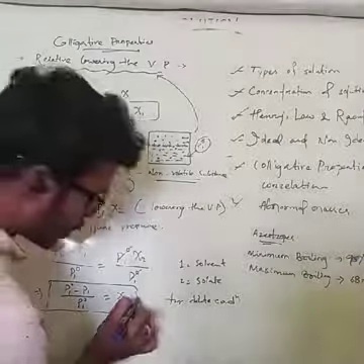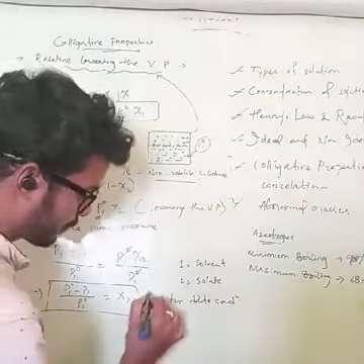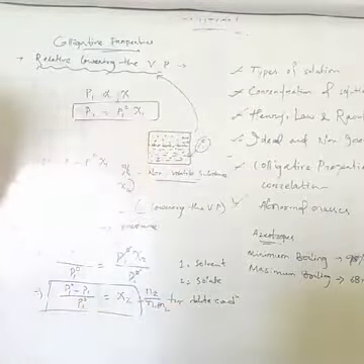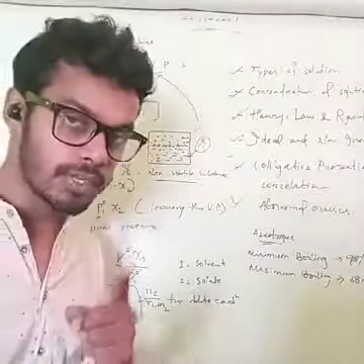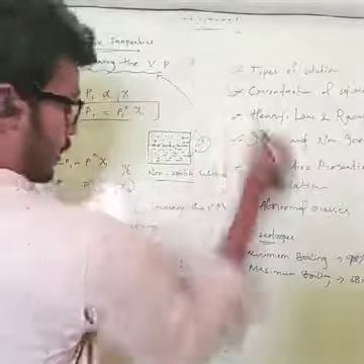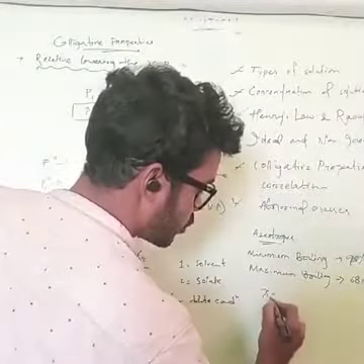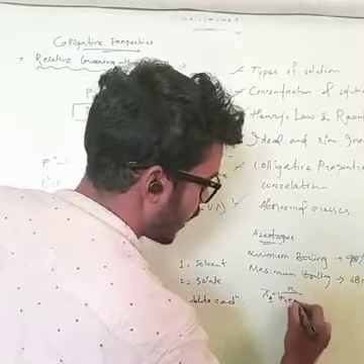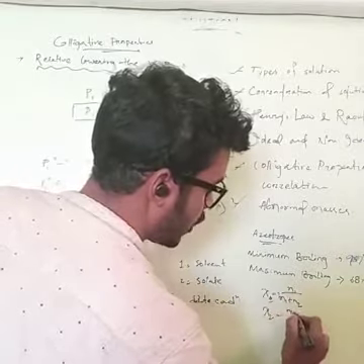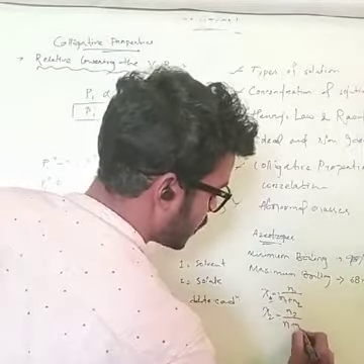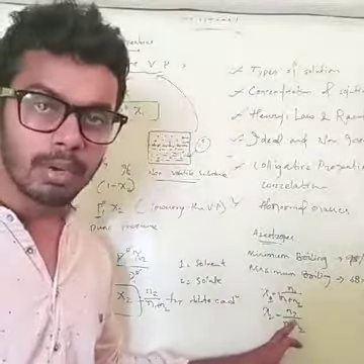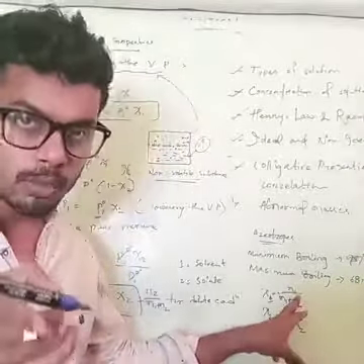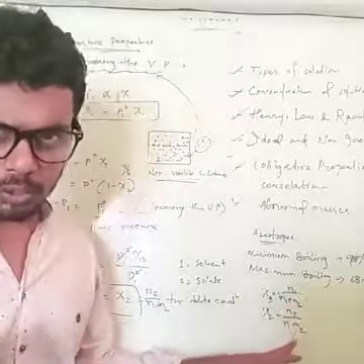instead of chi 2, what can you write? n2 by n1 plus n2, yes or no? Chi 2 is nothing but your mole fraction, and mole fraction chi 1 equals n1 by n1 plus n2, or chi 2 equals n2 by n1 plus n2, yes or no? n is nothing but your number of moles. If it is 1, then number of moles of solvent. If it is 2, number of moles of solute.